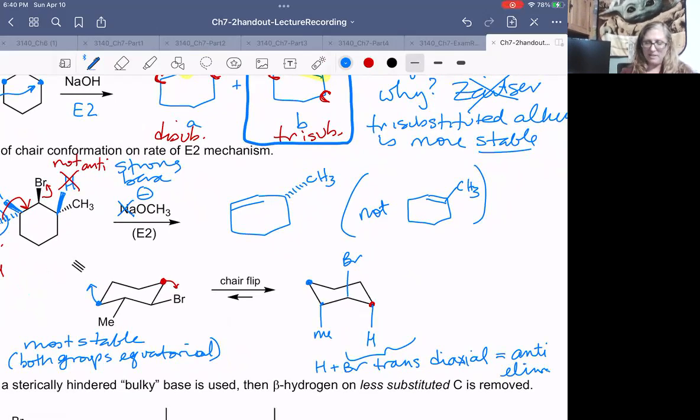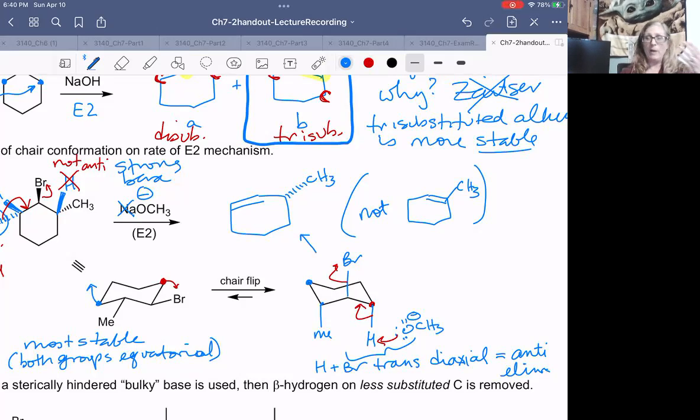So now my base can come in. What do we have? We have a methoxy base again. Now my base can come in, grab that proton, form this pi bond, kick off our leaving group, and that's going to lead to the observed product.